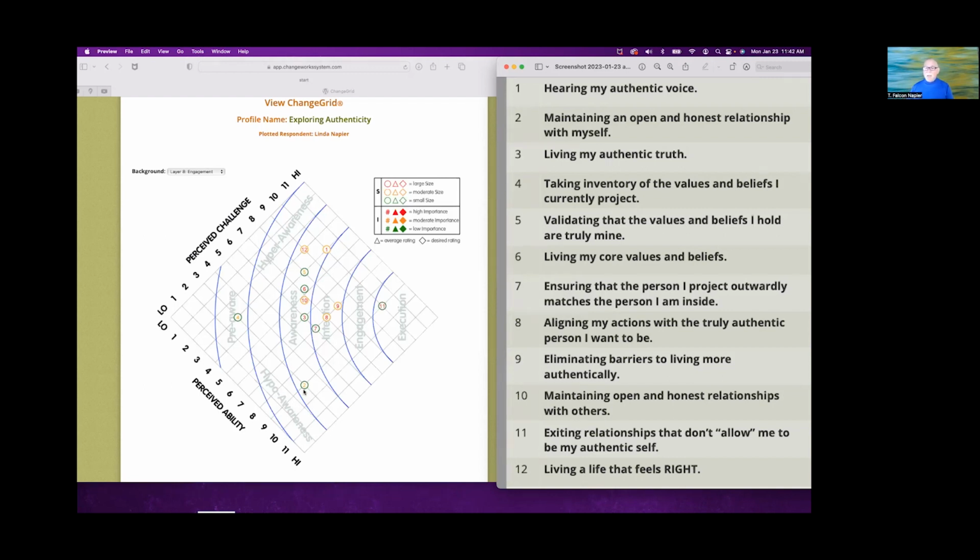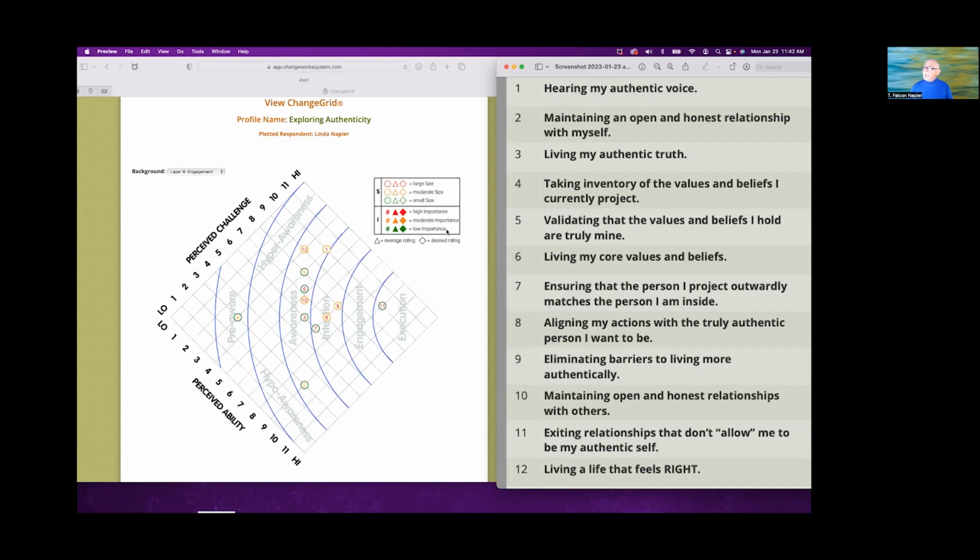Now, going to David's observation, what that would make me wonder is whether the reason why activities number 1 and 12, hearing my authentic voice and living a life that feels right, are so far up grid is because Linda hasn't tapped into the strength that this downgrid ability represents.